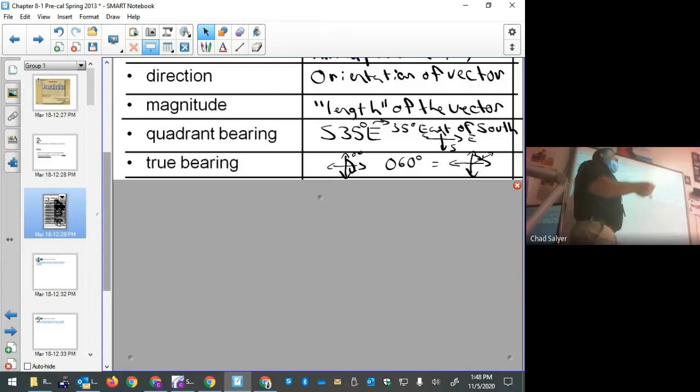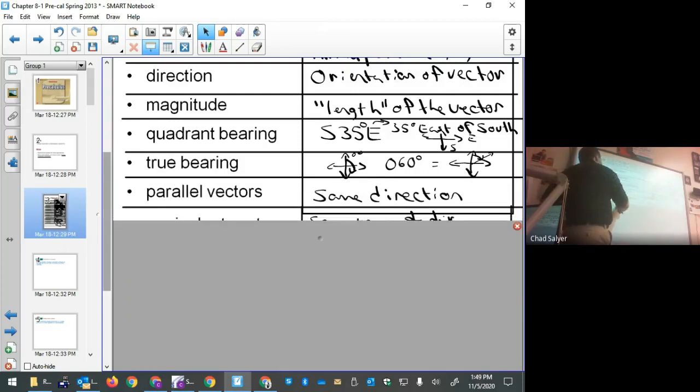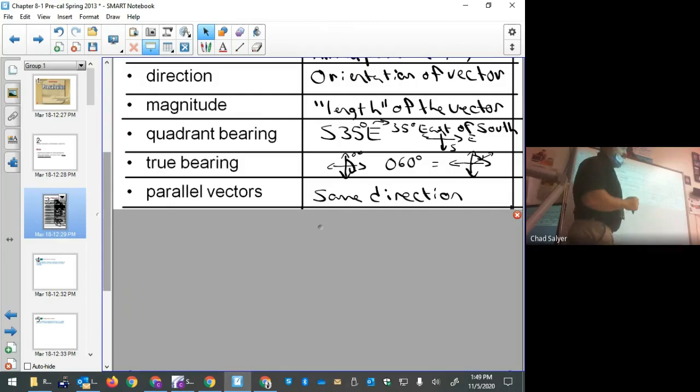And you'll infer it from context. As in this case, if you've got a 0 in front of a 2-digit degree, you know that's a true bearing. Otherwise, they'll tell you it's a true bearing, because if it's 135, it's more difficult to infer. But in the case of the book examples, they'll tell you in cases where it's not obvious. Parallel vectors have the same direction.